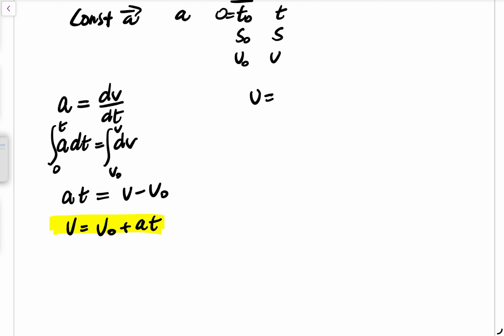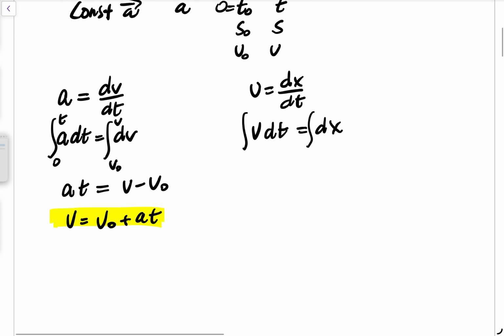I'm going to just use our definition of v. So v is dx/dt. Same thing, I'm just going to rearrange that a little bit, move the dt to the other side. So I'm going to have v dt equals dx. Then we're going to integrate both sides of this.